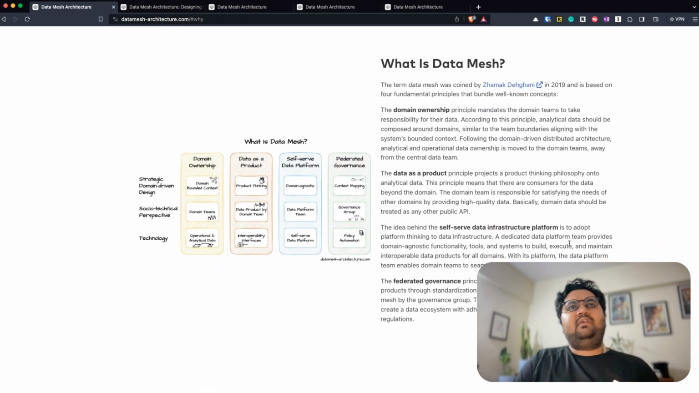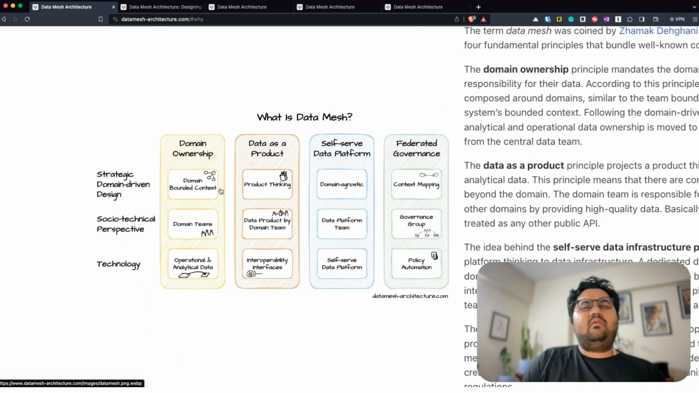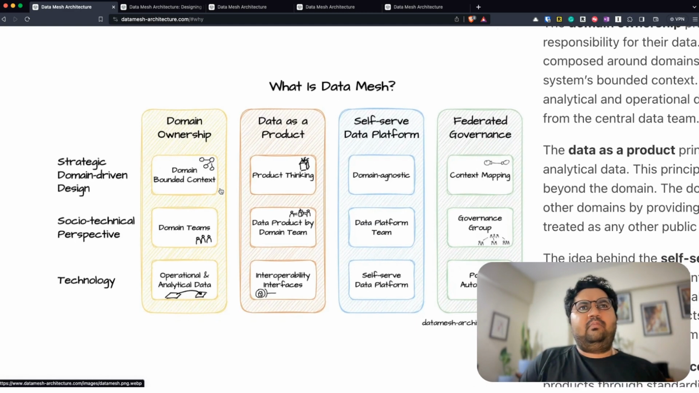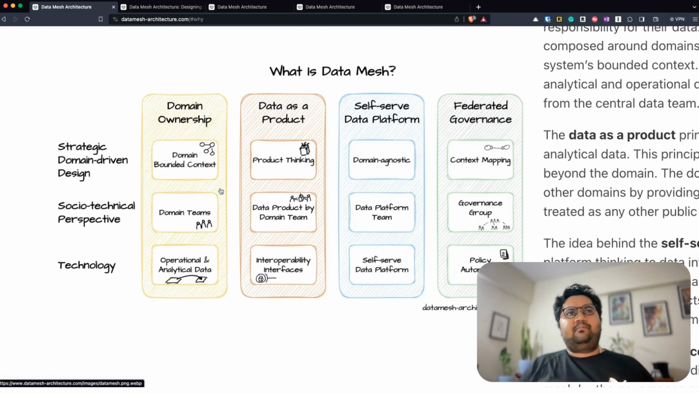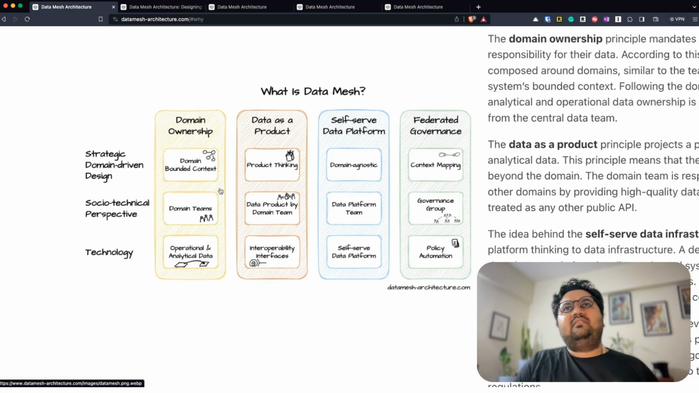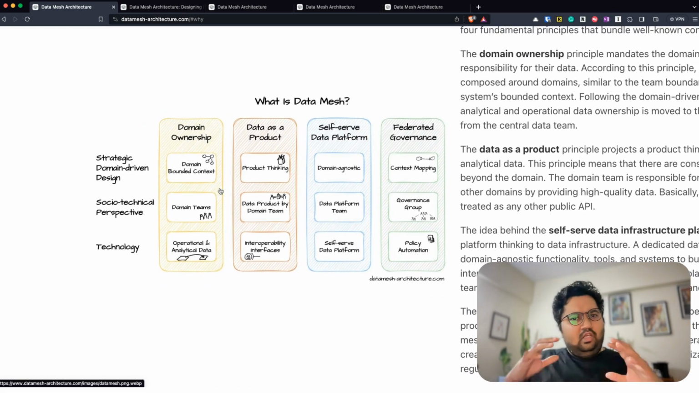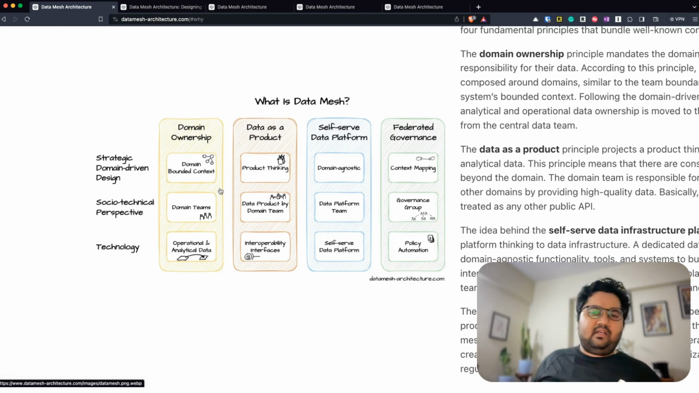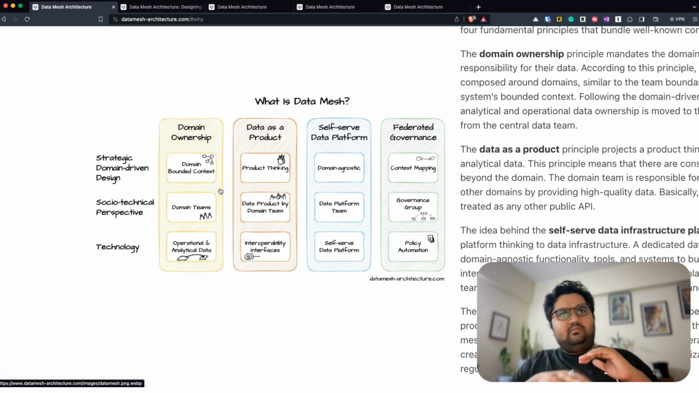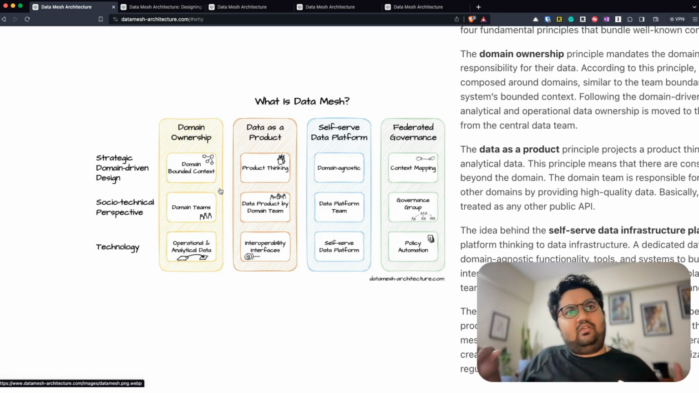Let's delve into what mesh really is, and let's talk about what data mesh is. There are four pillars, or we could call them principles, of data mesh. The first is domain ownership, which talks about a well-bounded context for the domain and a definition of what's the operational and analytical data. There are three pillars: strategic domain-driven design, the socio-technical perspective, and the technology layer. That's how this diagram is structured.